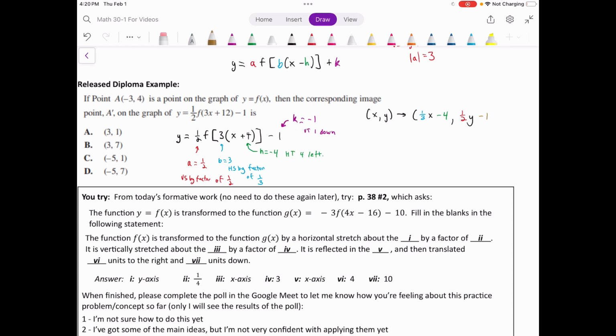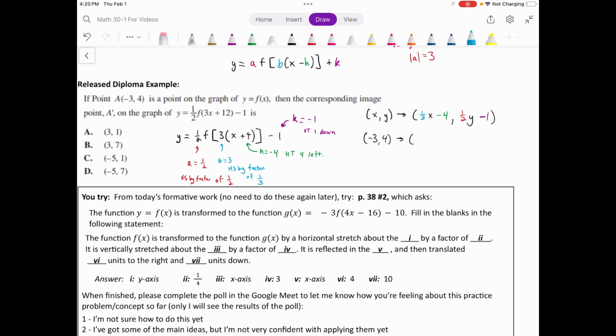Whoops, that's the wrong color. -1. Okay, and there we go. Those are instructions on what to do to every single point. We are just interested in a specific point, the point A that started at -3, 4. So what are we going to do to it?